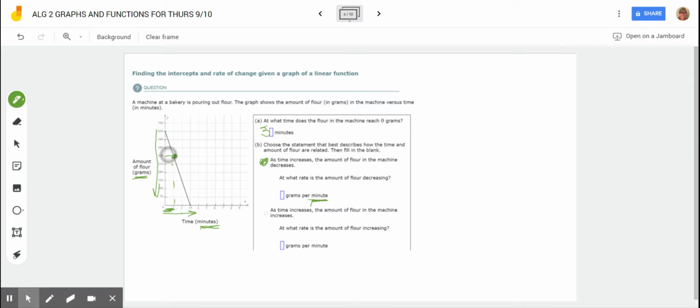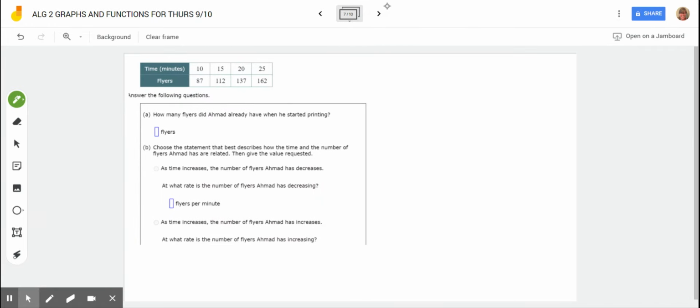1, 2, 3. 3 times 70, which is 210. If you take 630 minus 420, you're going to get 210. So it's 210 grams per minute. And that's how you answer that, just reading the graph. Just be careful about when they ask you about rate.